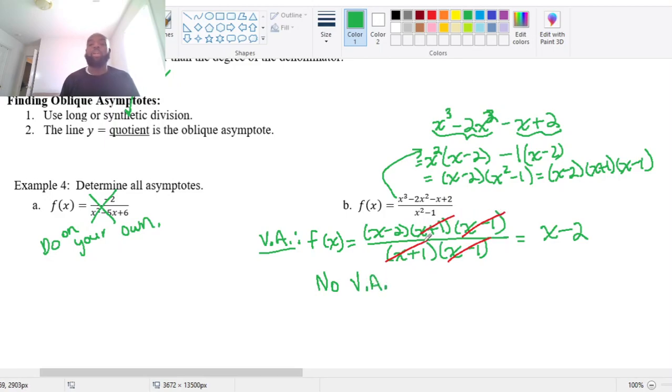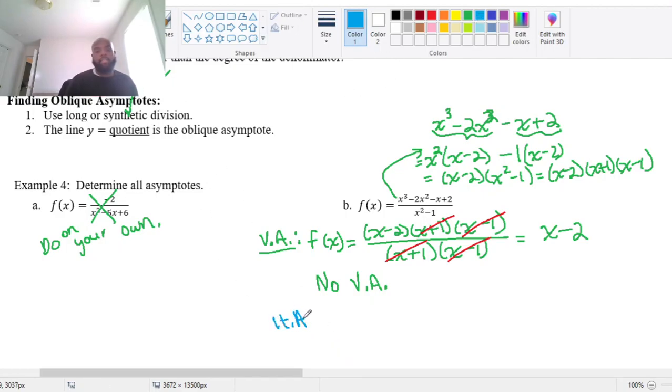Now, if these things wouldn't have canceled in the denominator, what I would do is say, oh, x plus 1 does not equal 0, or x minus 1 does not equal 0, right? But I couldn't do that because they canceled. And so there are holes in the graph instead of having an actual vertical asymptote, okay? Let's go to finding our horizontal asymptote.